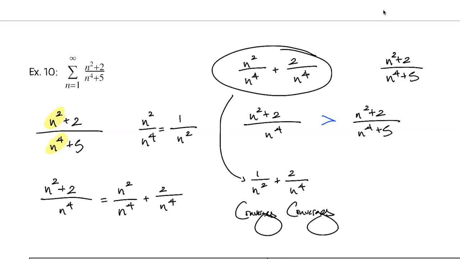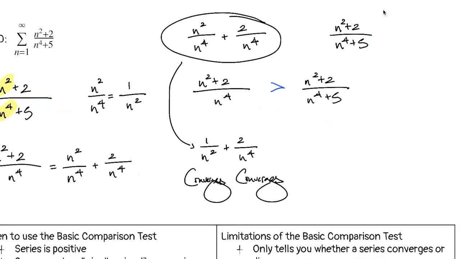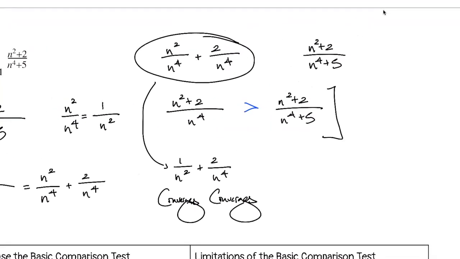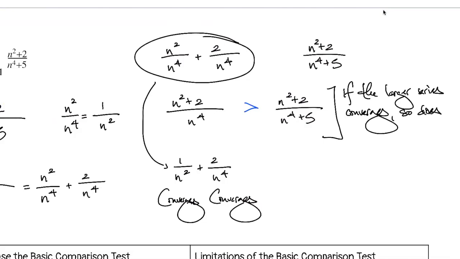So let's go back to that statement that we said earlier. If the larger series converges, so does the smaller one. So right here, we can say if the larger series converges, that's the one we made up, so does the smaller series. Okay, so if the larger series converges, so does the smaller series.